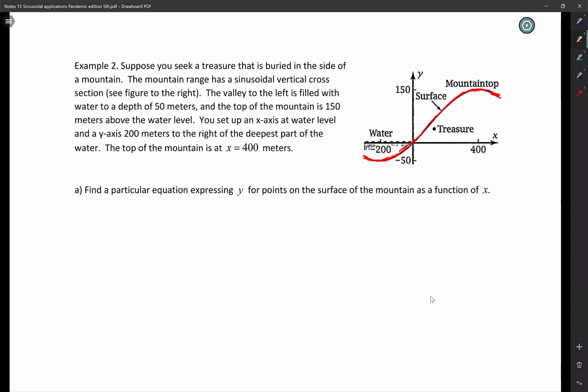So let's go ahead and write this equation. Let's find out what A, B, C, and D are. If we're using cosine, you could actually use the negative 200 if you wanted to. But if you're using cosine, you want to use the peak. So I'm going to say that the C is 400 to the right.